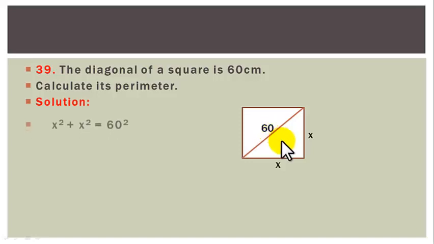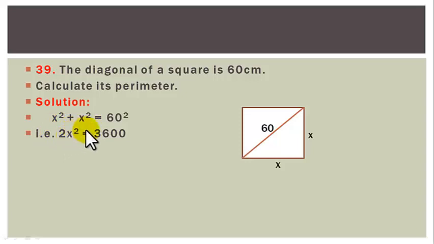Then, by Pythagoras' theorem, this triangle is a right angle triangle. Pythagoras' theorem says the square on the hypotenuse is equal to the sum of the squares on the other two sides. That is, x squared plus x squared will give us 60 squared. That is, x squared plus x squared is 2x squared equals 60 squared, which is 3,600. If we divide both sides by 2, this will give us x squared equals 1,800.